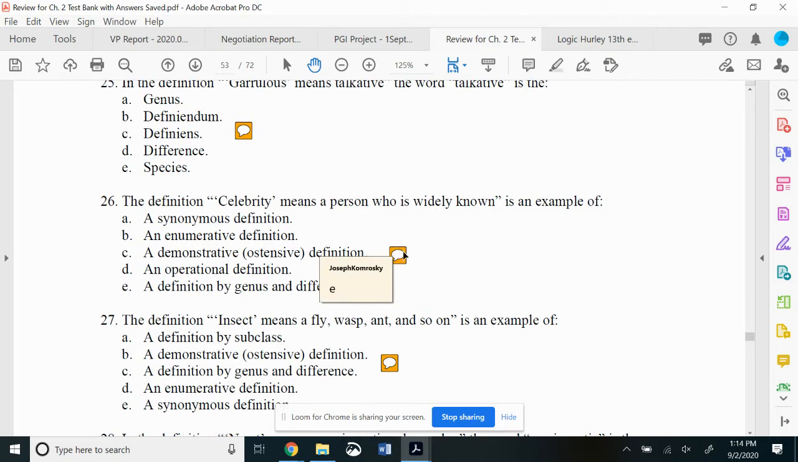But the thing you're looking for is at least 3 different things: genus, species, and the thing doing the describing of the genus to make it a specific type of person, which is the species, which is the widely known.